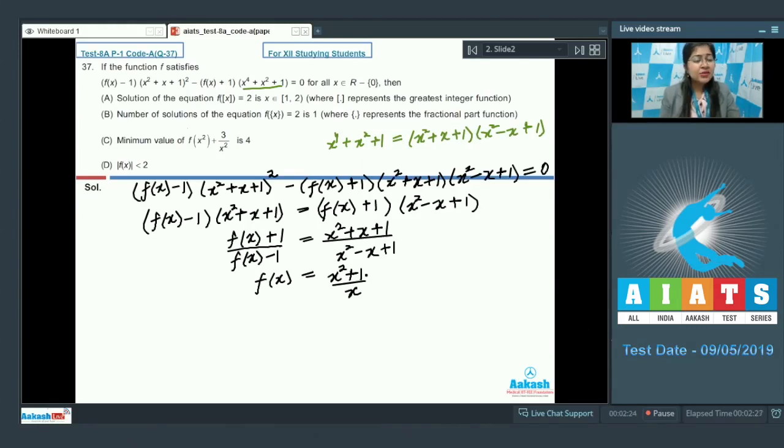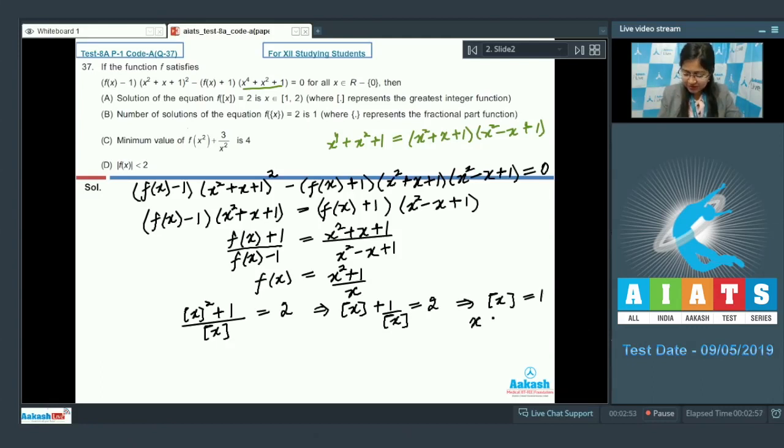Now let's see option number A. It says that the solution of the equation f of gif of x equal to 2 is. So f of gif of x will be equal to greatest integer of x square plus 1 divided by greatest integer of x equal to 2. That means greatest integer of x plus 1 by greatest integer of x is equal to 2. This is possible only when greatest integer of x is equal to 1, which means x will belong to closed 1 to open 2. So option A is correct. We can write it here directly, x plus 1 by x.